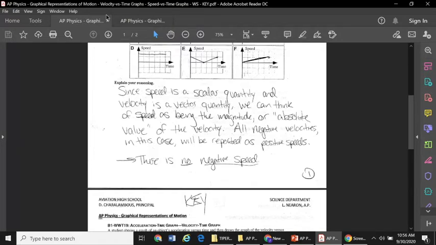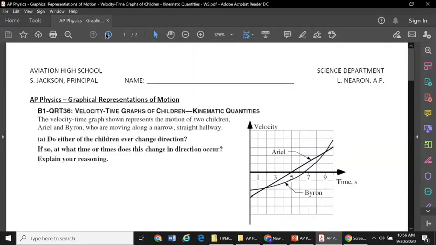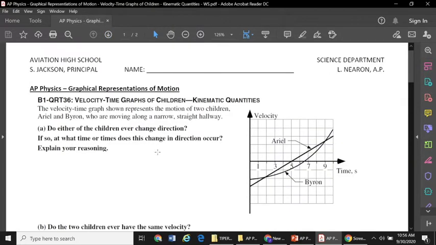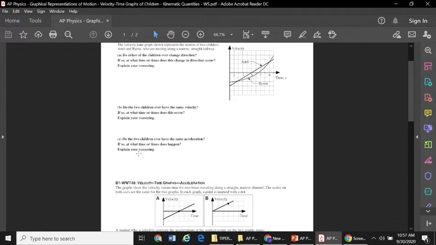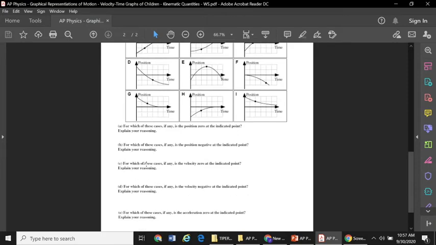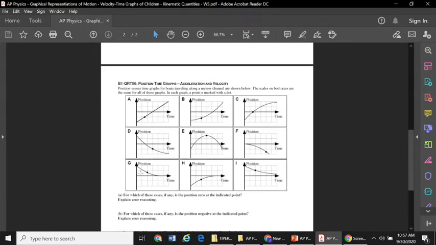And so if you go back to the Google Classroom page, what you will see is that there was a second sheet posted. The title is Graphical Representations of Motion, Velocity versus Time Graphs of Children, Kinematic Quantities worksheet. And what you'll see when you look at that worksheet is there are 3 questions on that sheet.